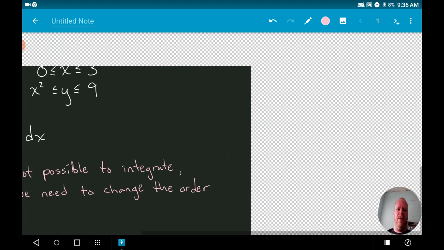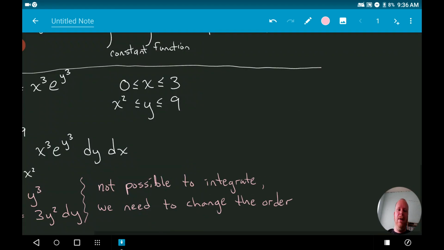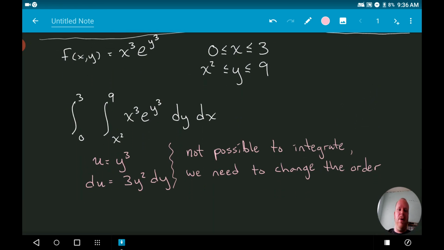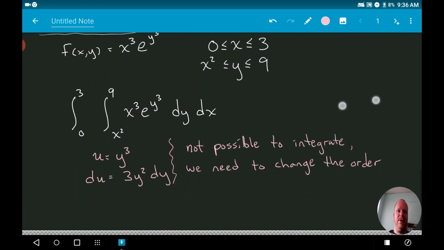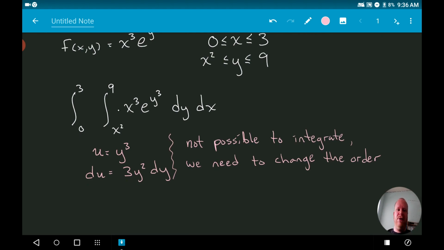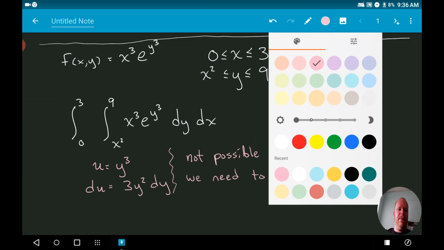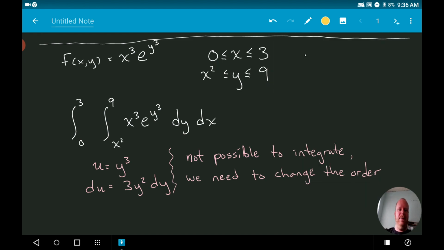I really highly recommend, I'm going to do more than recommend this. I think this is really the only way to consistently get your region right is to draw a sketch of what's going on. So I'm going to try and sketch this region.